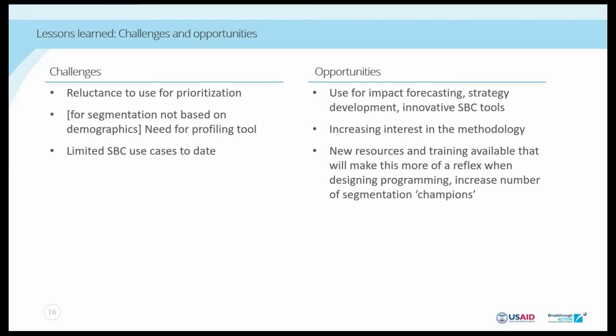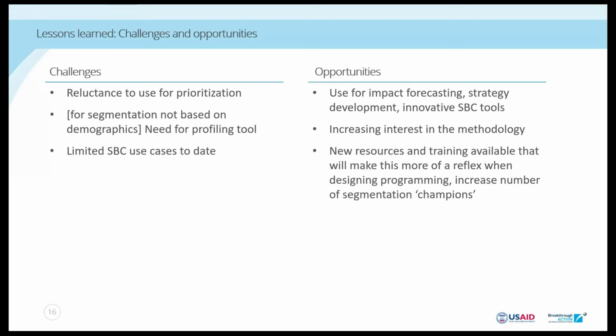The next point, this need for a profiling tool. I think Hannah's video gave a really great example of a profiling tool of simply 5 questions that were needed to identify the segment of ASHA. This becomes more important when the segmentation is not based on demographics. You can't look at the person and know which segment they belong to. You have to ask a few questions about their attitudes, beliefs, and behaviors. Oftentimes those can be quite simple, like the tool Hannah showed, but it does require an additional step that needs to be thought about for implementing and integrating into programming.